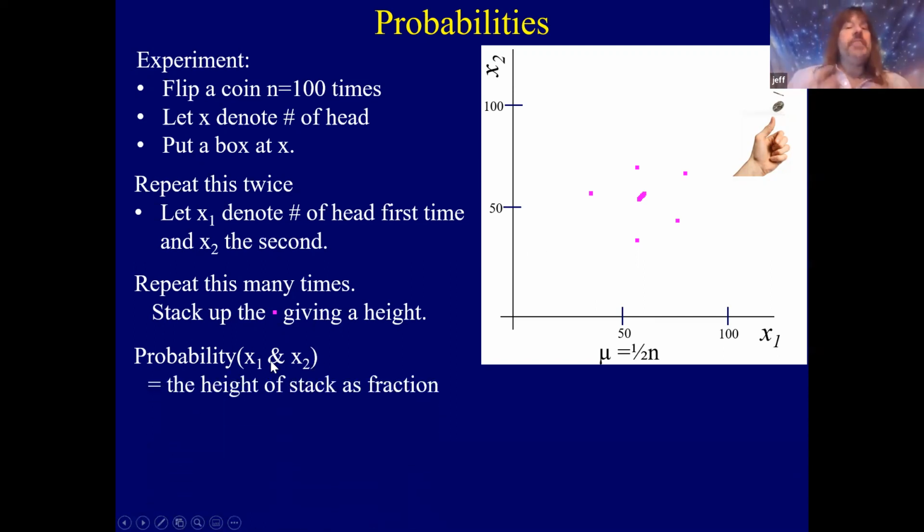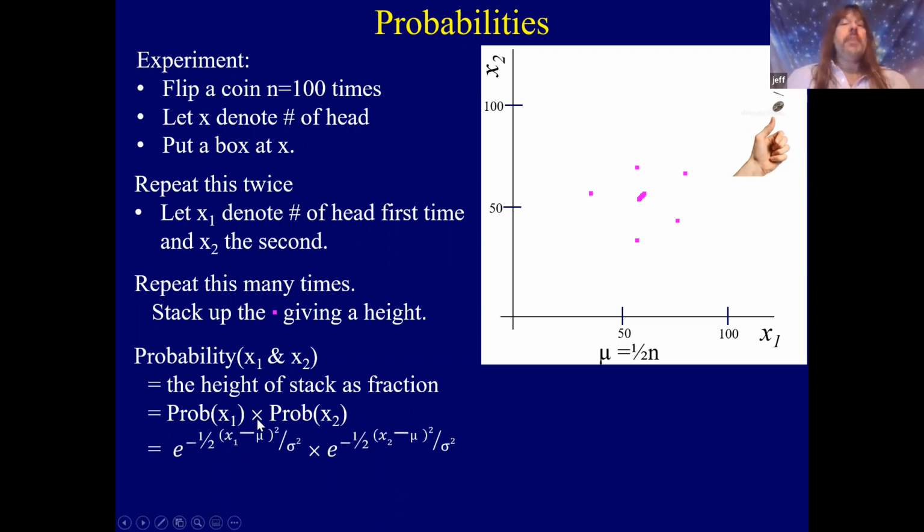Well, because these two events are independent, it's the stack of height we have here. And because of independence, it's the probability you get x1 heads the first time, times the probability you get x2 heads the second time. And remember, we had these equations already. This was an exponential in the number of standard deviations squared, and again for the second one.